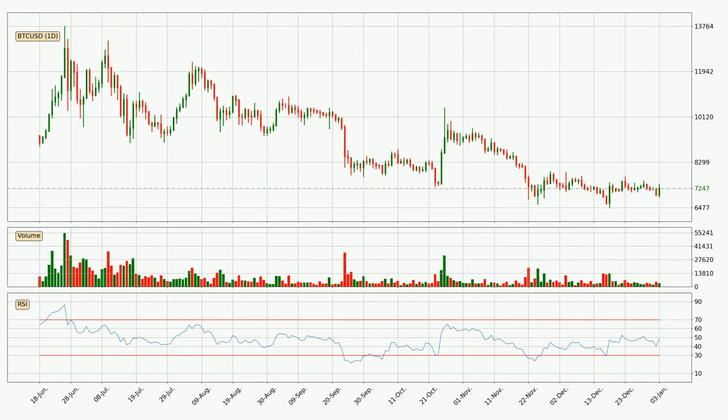Jumping to the daily relative strength index, the current daily RSI is at 48, so there are currently no signs of the crypto being overbought or oversold.